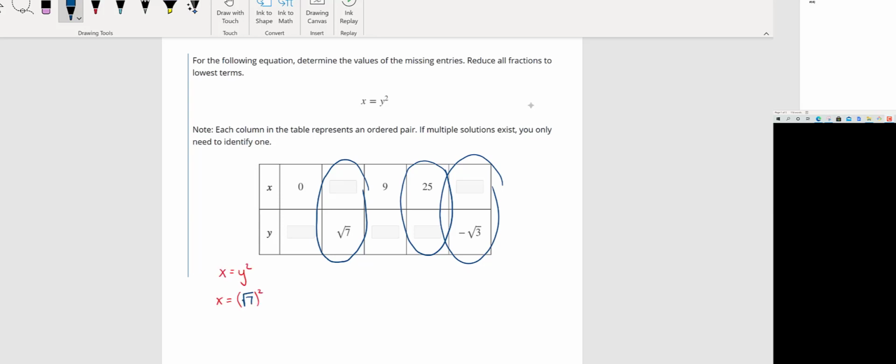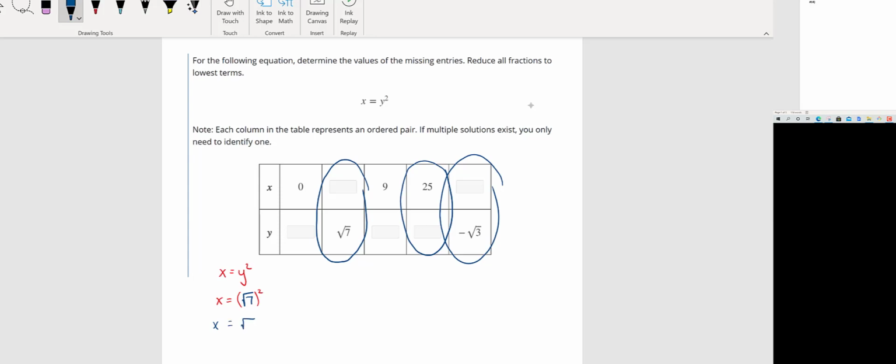So I've already set up the first example. I've substituted the square root of 7 for y. We want to solve for x. And we should recognize that taking the square root of a number is the inverse operation of squaring a number.